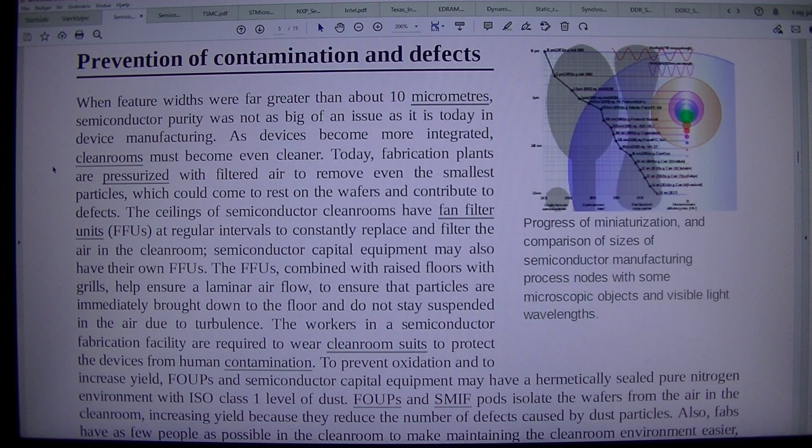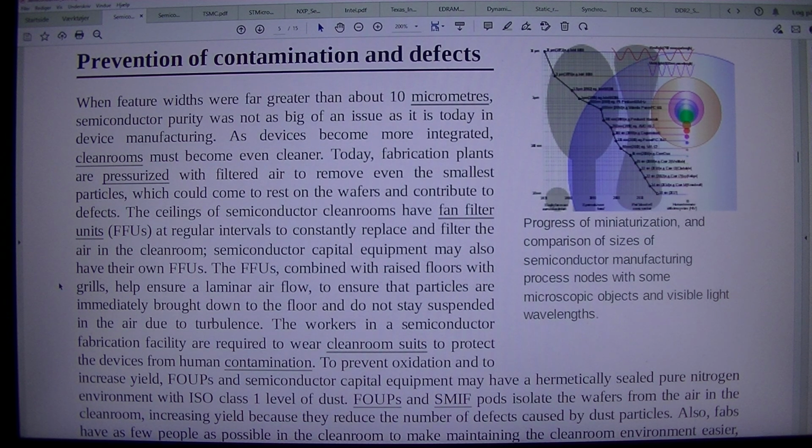Today, fabrication plants are pressurized with filtered air to remove even the smallest particles, which could come to rest on the wafers and contribute to defects. The ceilings of semiconductor clean rooms have fan filter units, FFUs, at regular intervals to constantly replace and filter the air in the clean room. Semiconductor capital equipment may also have their own FFUs. The FFUs, combined with raised floors with grills, help ensure laminar airflow, to ensure that particles are immediately brought down to the floor and do not stay suspended in the air due to turbulence.